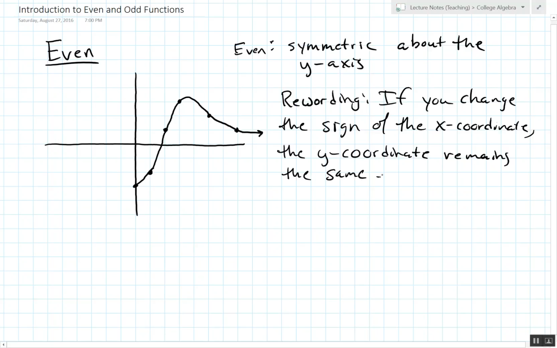So let's look at this function. There's going to be a part on the left-hand side here. I haven't drawn it in yet. But notice what points I have. I have (0, -3), (1, -2), (2, 1), (3, 3), (5, 2), and (7, 1). So let's see what evenness means here.